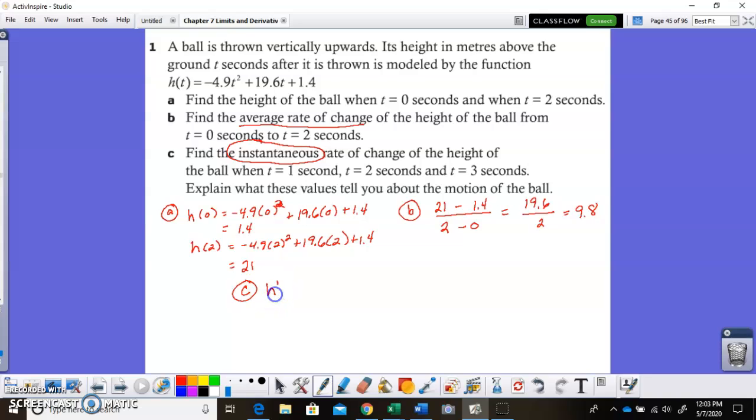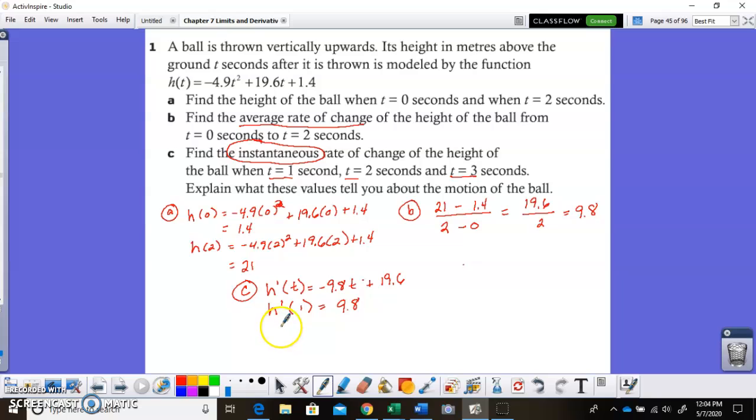So let's go ahead and find the derivative of our function, and that gets me negative 9.8 t plus 19.6. Oops, I'm doing the derivative, so the squared went away. And it very specifically wants you to find it at 1 second, 2 seconds, and at 3 seconds, and compare what's going on with them. So if I substitute in 1 second, that's 1 times that, plus the 19.6, I'm getting 9.8.